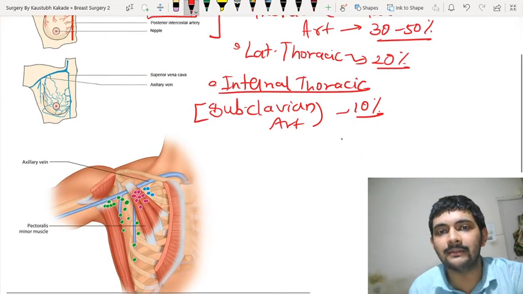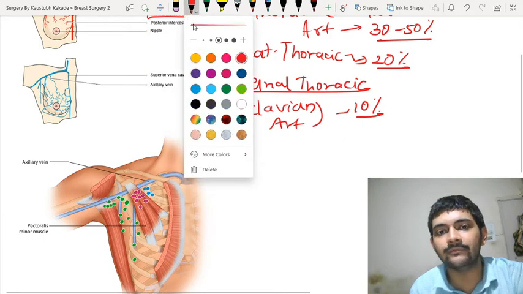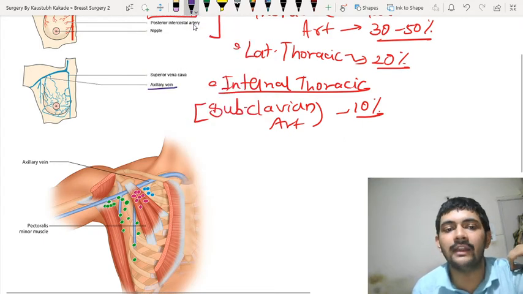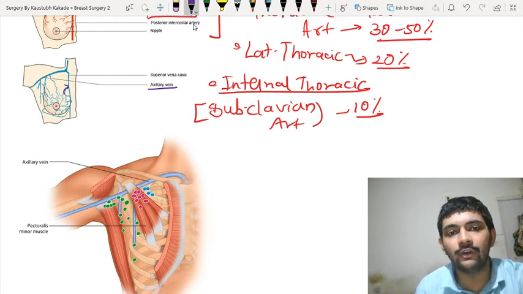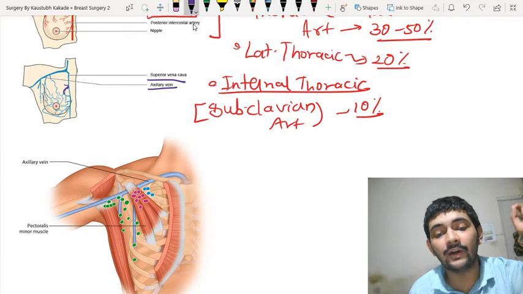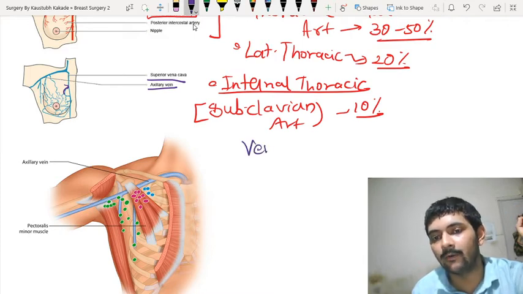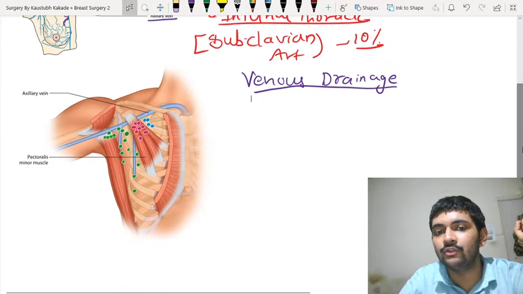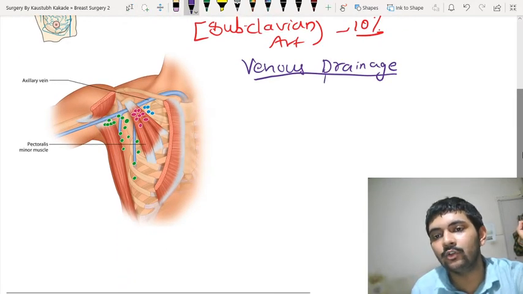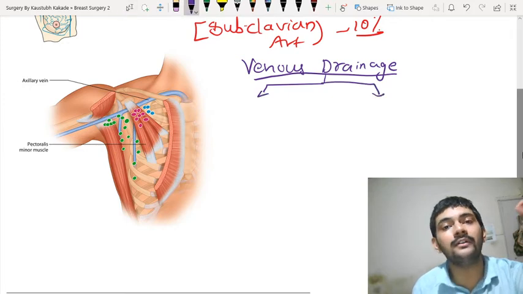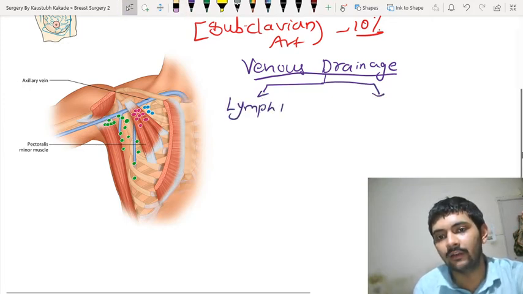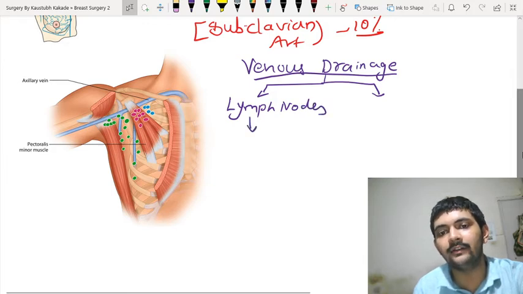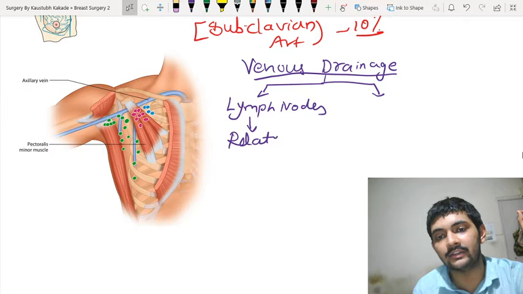Venous drainage is very simple. It drains directly into the axillary vein, or through a few branches into the superior vena cava. But there are two clinically important things you need to know about the venous drainage. One important thing is the lymph nodes that drain are related to the veins.